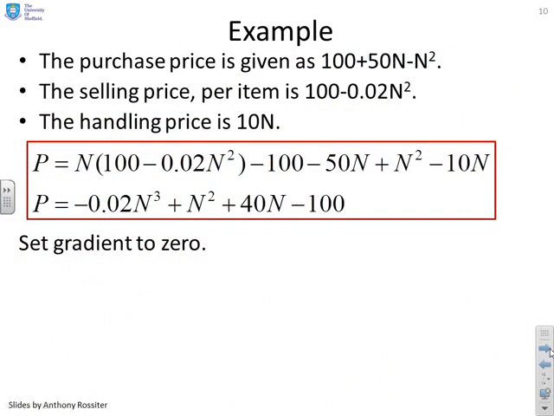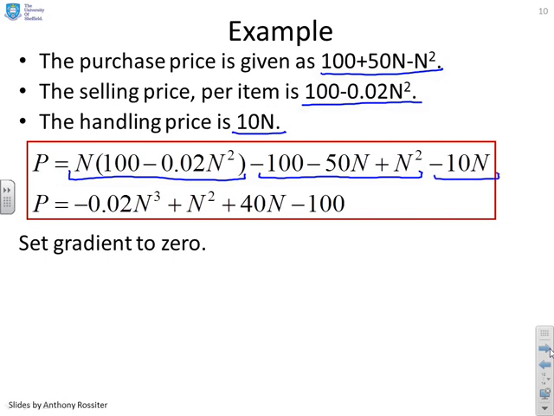So let's go back to this example then. We were given a purchase price of 100 plus 50n minus n squared, a selling price per item of 100 minus 0.2n squared, and a handling price of 10n. So I can write down an equation for total profit. You see I've got n times (100 minus 0.2n squared), so that's how much I get when I sell n items. I've then got minus (100 plus 50n minus n squared). That's how much I have to spend to buy n items. And then I've got this minus 10n. That's my handling price. Now if I combine all that together, you'll see I get this cubic.